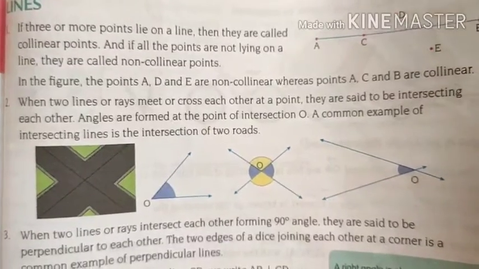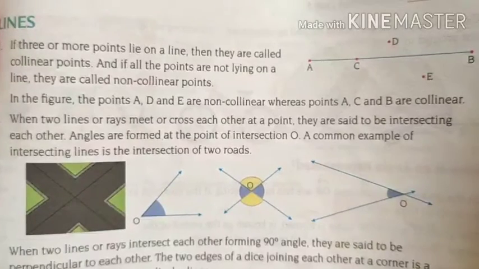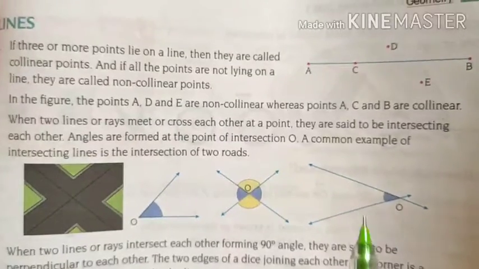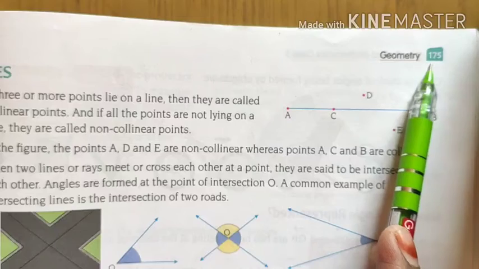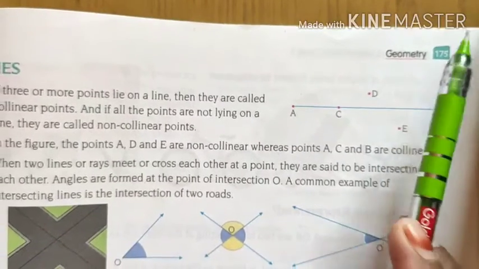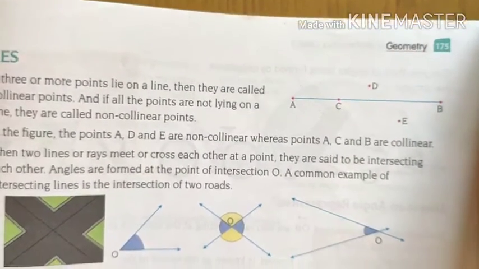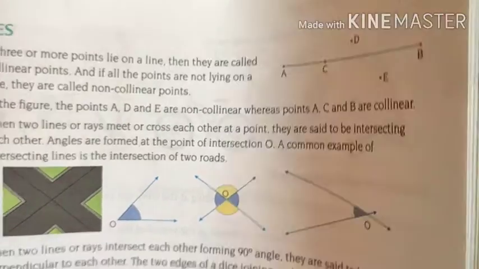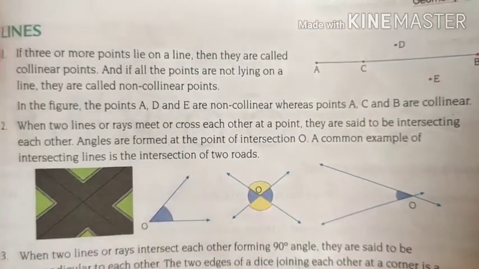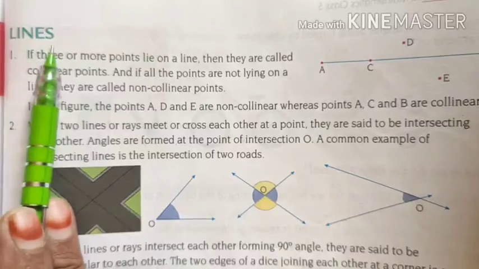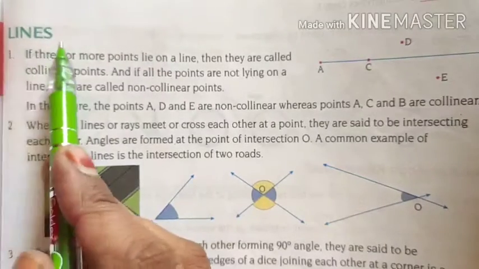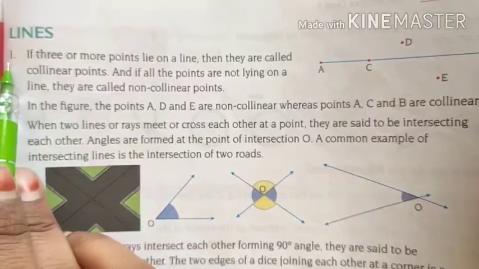Now we will see some notes in chapter number 12. On page number 175, we have some notes that we will write down in our fair notebook. For that, first of all we will put the heading lines. Then we will write the first point.